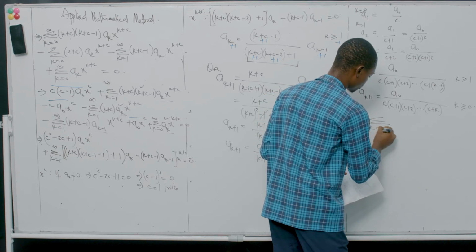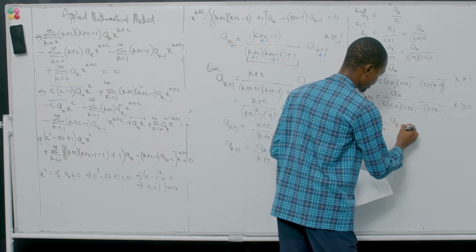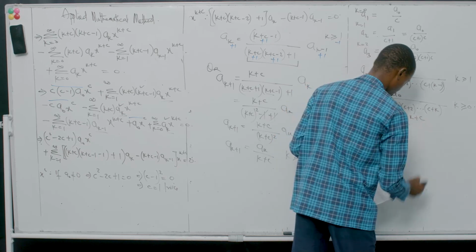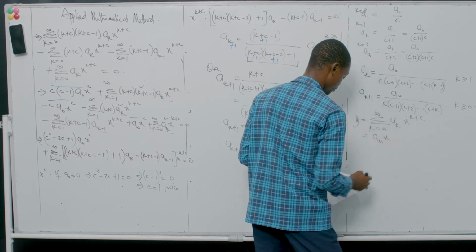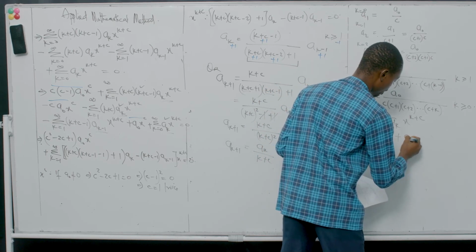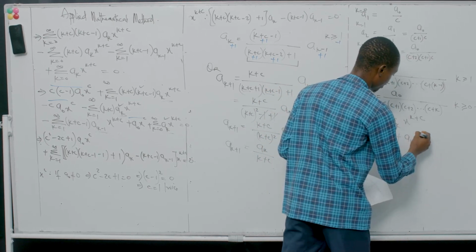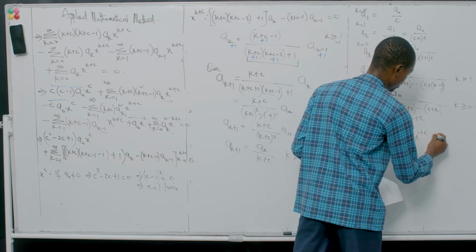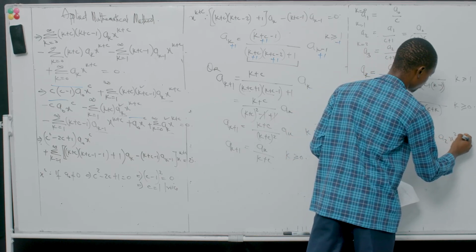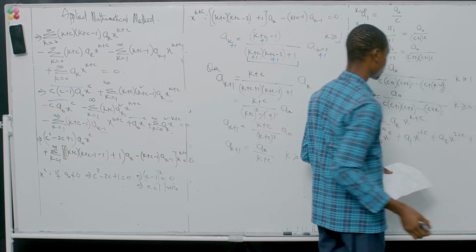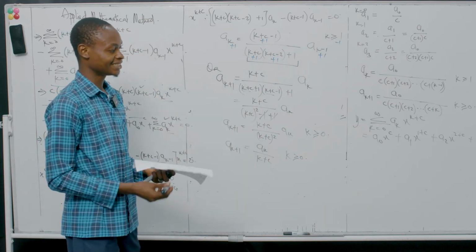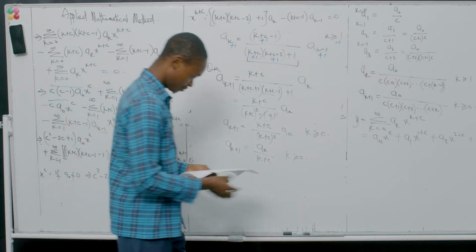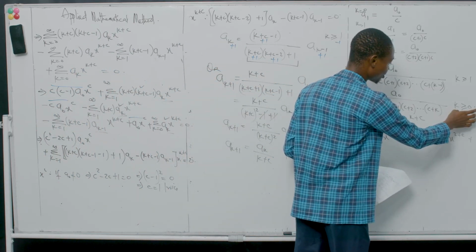Summation k starting from 0 to infinity, a_k x raised to power k plus c. This will now be what? a0 x raised to power c plus a1 x raised to power 1 plus c plus a2 x raised to power 2 plus c, and so on and so forth. Right? So we can generalize this. Remember, this is starting the counter from 0.